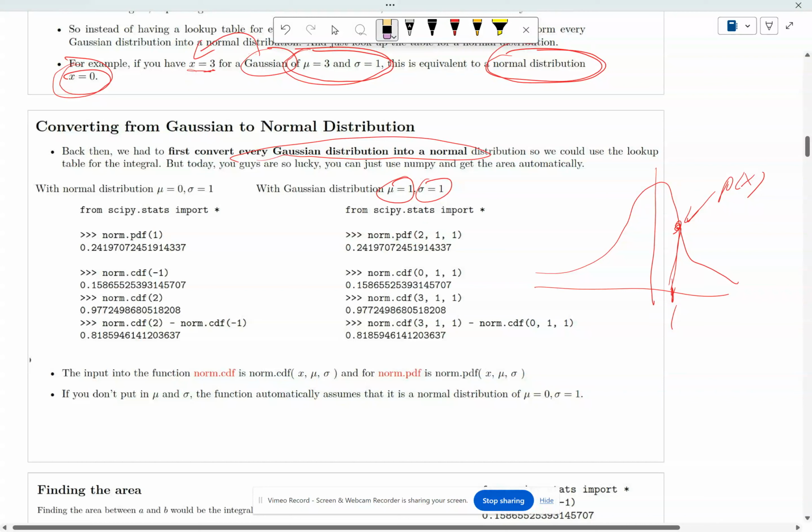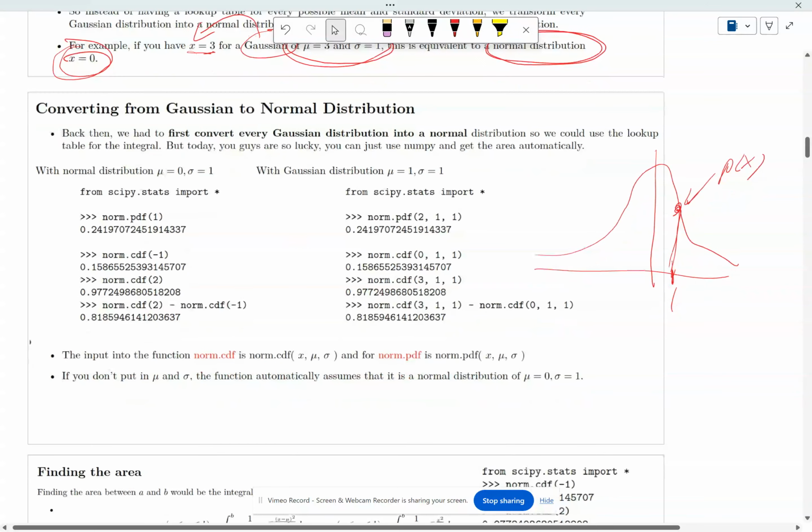So in a lookup, historically, we would have had to translate this into this value, then use the lookup table to get this. And it turns out that they would then be equivalent. But today we don't need to do that anymore. But of course, the normal distribution is still used a lot.